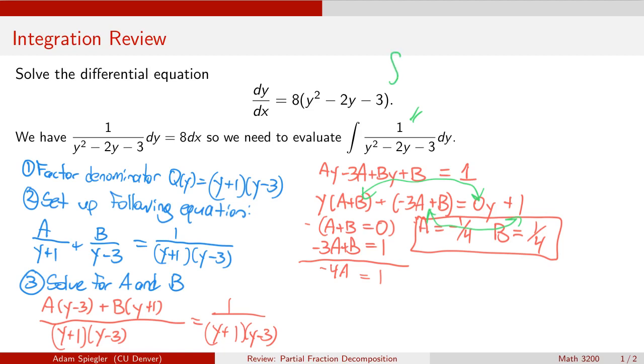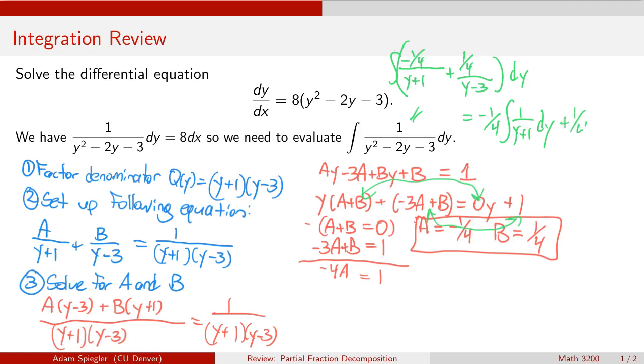So now we can rewrite this integral that we have up top as a, which was minus 1/4 over y plus 1, plus b, which was 1/4 over y minus 3, dy. So all I've done here is use this algebra that we were able to break this up. And now we can split up the sum of these two fractions and pull out the constant. So I've got minus 1/4 times the integral of 1 over y plus 1, plus 1/4 times the integral of 1 over y minus 3. And each of these we can integrate.